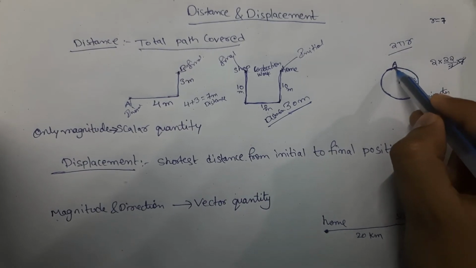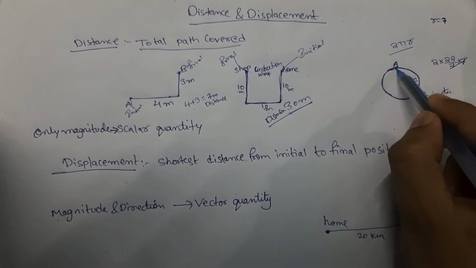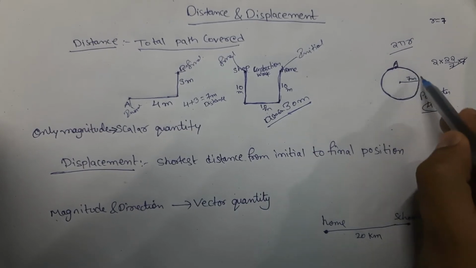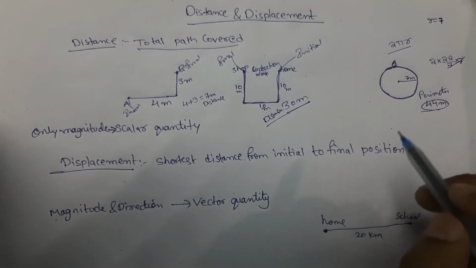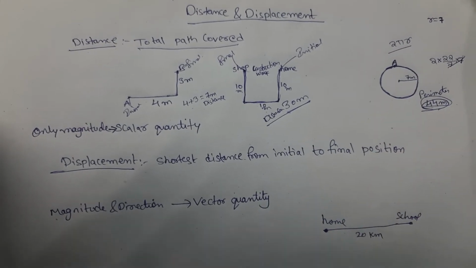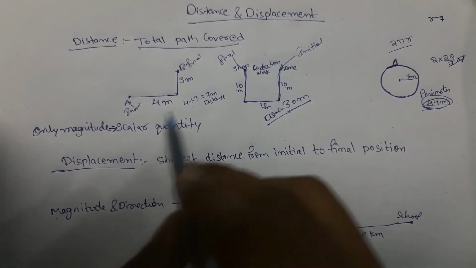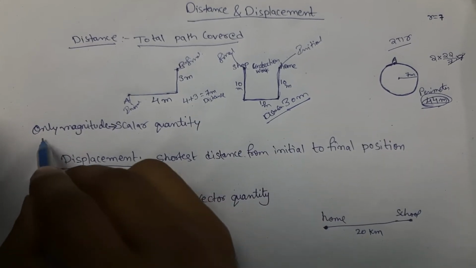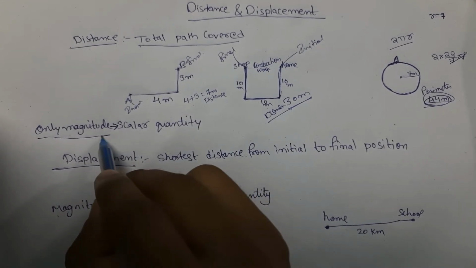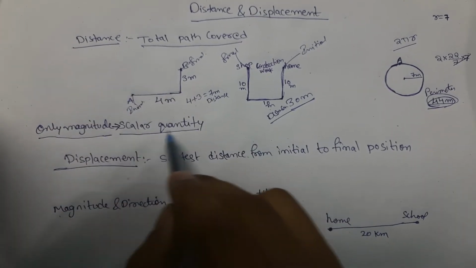So this is your initial position, and you made one round and you again reach this position. So what is the total distance covered by you, total distance ran by you that day? That is 44 meters. Here you are talking about the distance traveled by you, so there is no direction. We already learned that if there is only magnitude and there is no direction, then it is a scalar quantity. Distance is a scalar quantity.